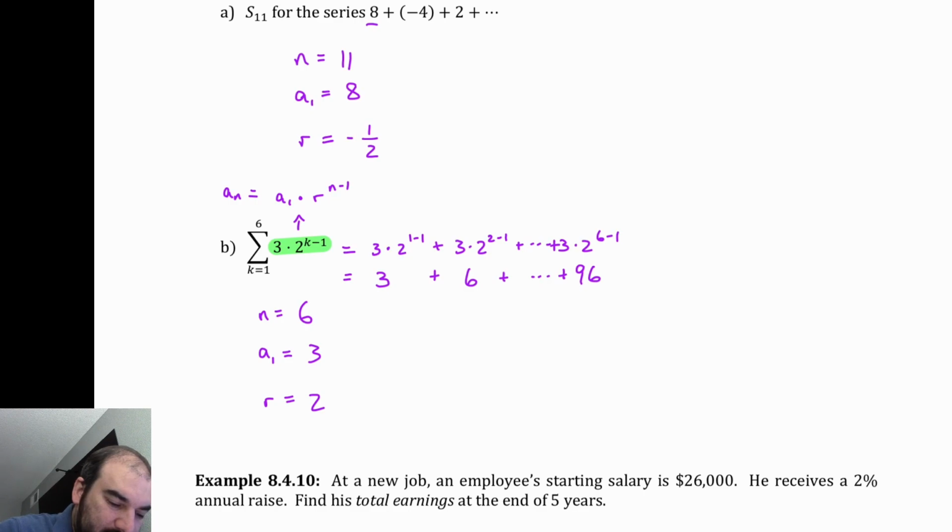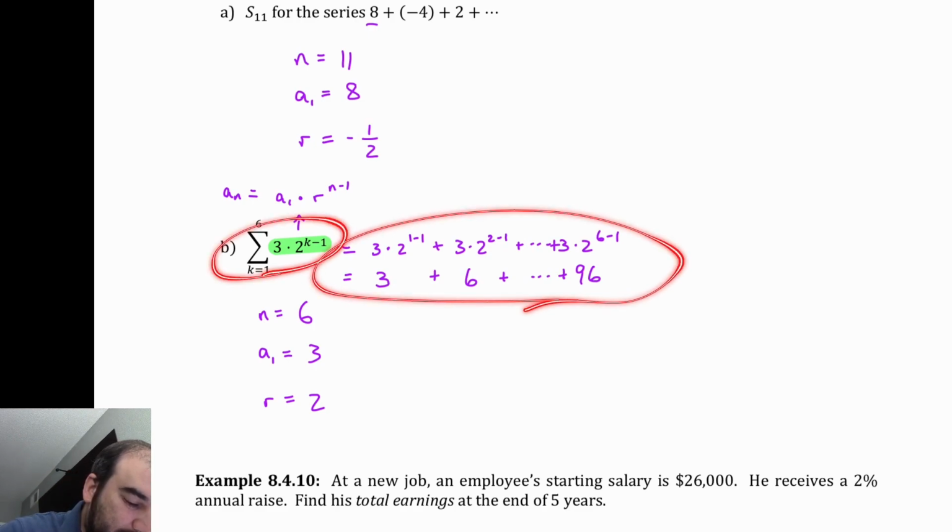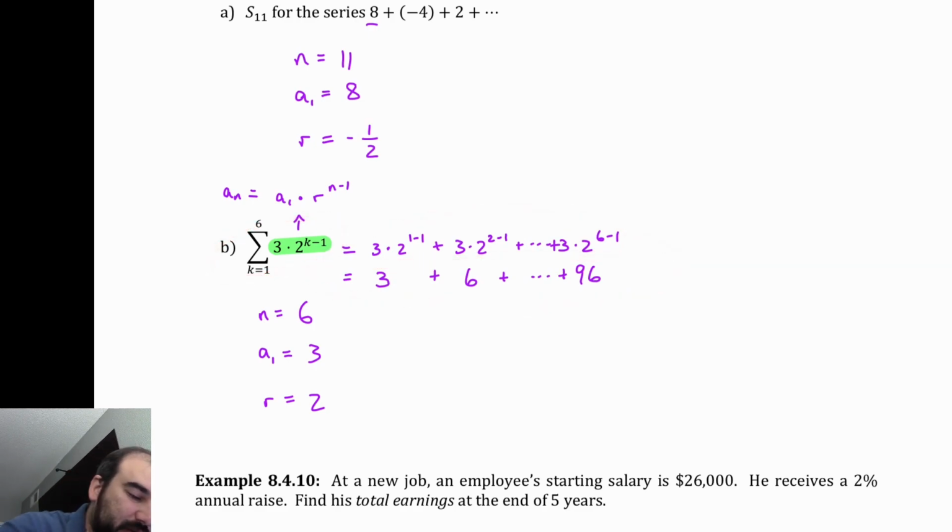You can also look at what's happening from one term to the next if you write out a couple of terms. But this whole thing was kind of unnecessary that I did. You could just figure out the first term by plugging in 1. You can look right here to find the r, and you can look at the indices to figure out how many terms there are. So this part was unnecessary. I just wanted to remind you how this summation notation expands into a sum.